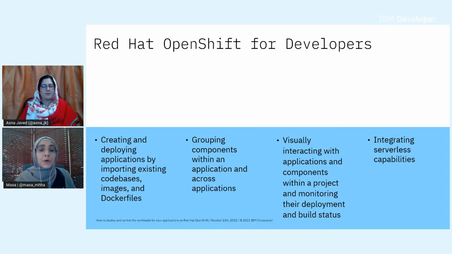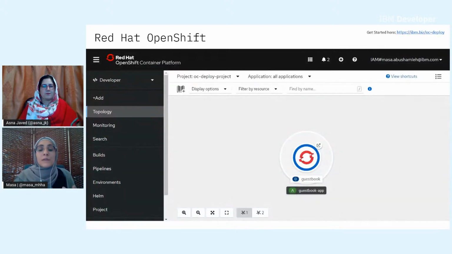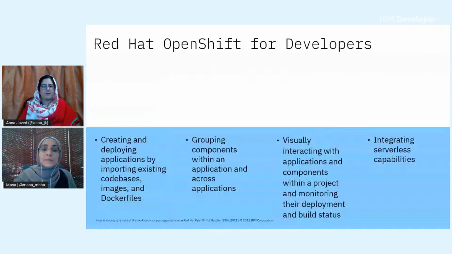It also allows you to group components within an application and across applications. You can also visually interact with these applications and components within the project and monitor their deployment and build status. So, for example, as you can see, we have this beautiful visualization of this pod, which means that this dark blue circle is showing you that it's running perfectly fine, it's healthy. If it has any errors, it will show you in dark red color. You can also see the visualizations of consumptions and resources, as shown in the previous slide. And there's much more to it, actually.